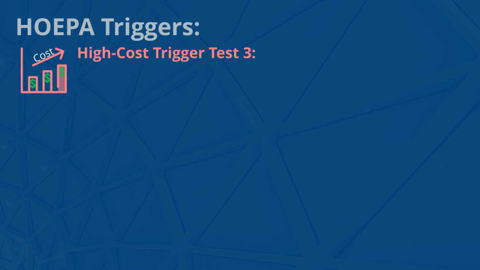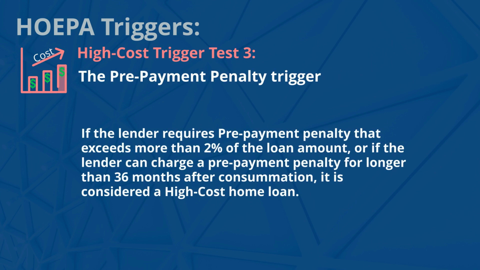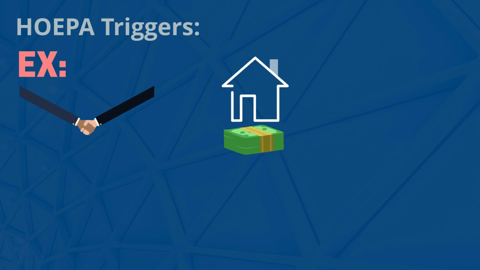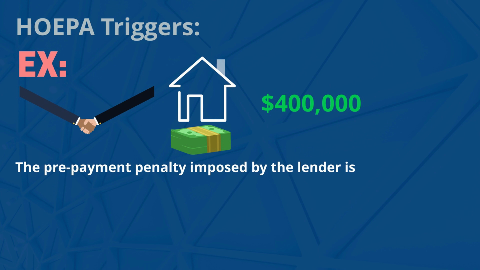High-cost trigger test 3. The prepayment penalty trigger. If the lender requires a prepayment penalty that exceeds more than 2% of the loan amount, or if the lender can charge a prepayment penalty for longer than 36 months after consummation, it is considered a high-cost home loan. Let's do an example. A borrower receives a home loan of $400,000. The prepayment penalty imposed by the lender is $4,000. Would this be a high-cost home loan?